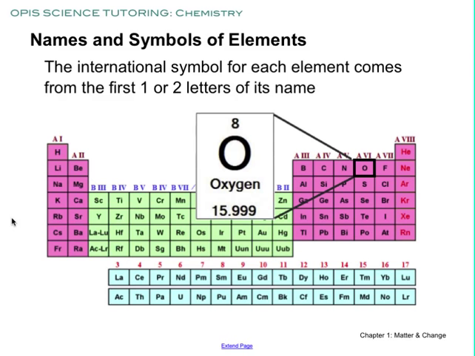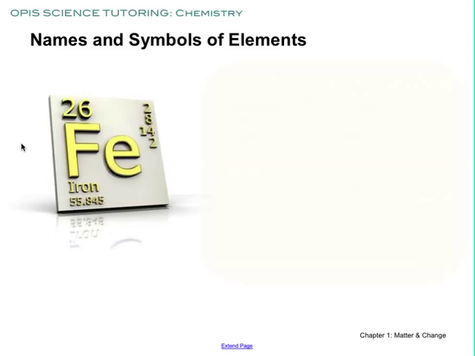Looking at the periodic table again, you'll notice in each box that there is one or there are two letters. Those letters come from the beginning of the name of each element. Now often, like in the case of oxygen, the O is the first letter of the English word oxygen. But sometimes we have elements where the letters don't match up to the English word. For instance, iron. Its symbol is the first two letters, F and E.